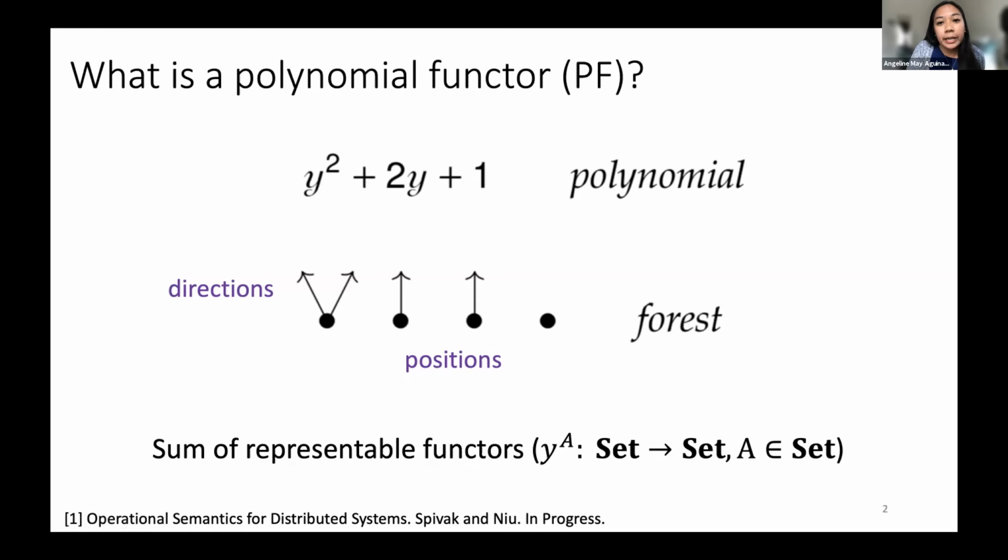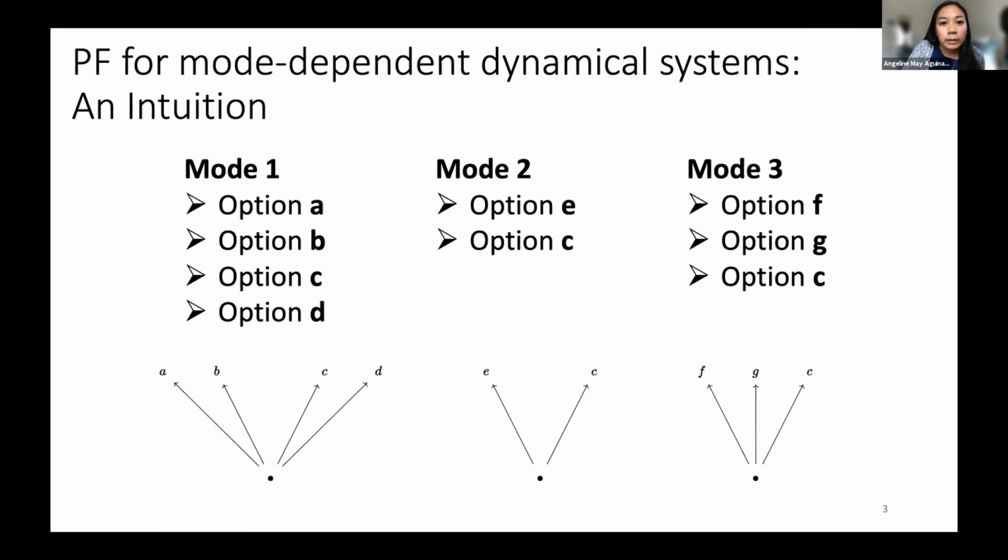So the mechanics of a polynomial is actually very useful in describing mode-dependent dynamical systems. For example, suppose we have an interface of a system where we have 3 different modes. Though we're in the same system, it may be that the particular state that you're in may afford us different options or different behaviors in that particular mode.